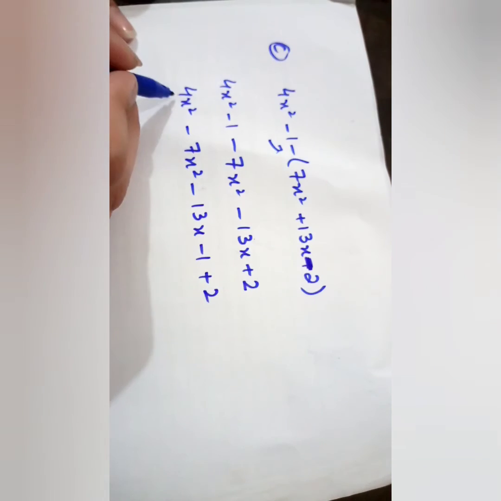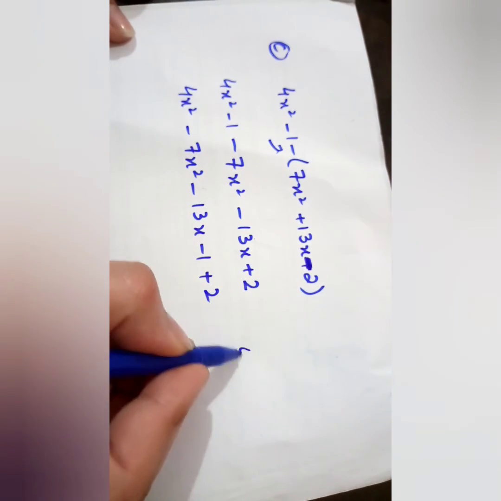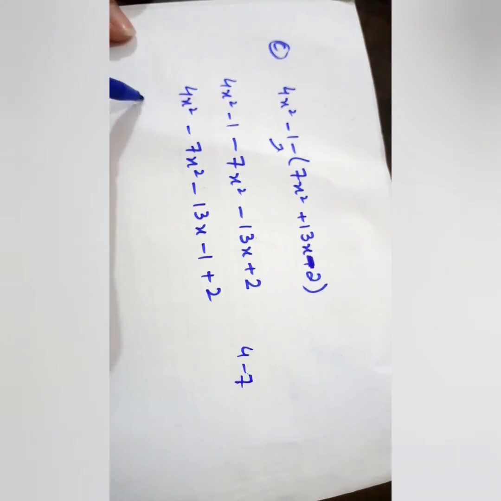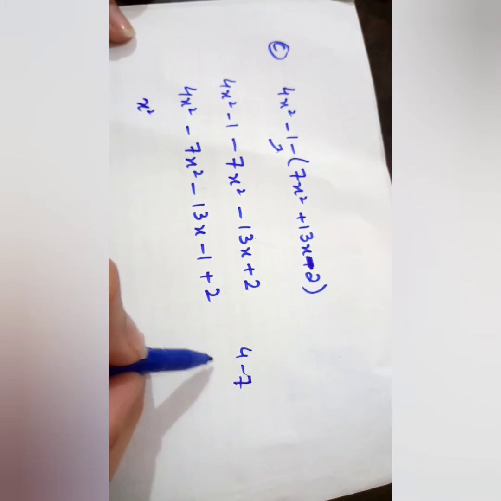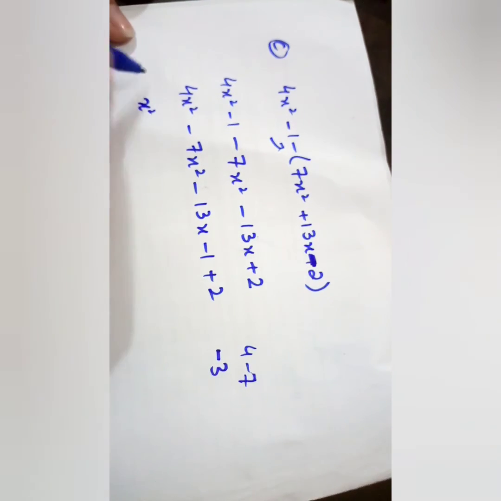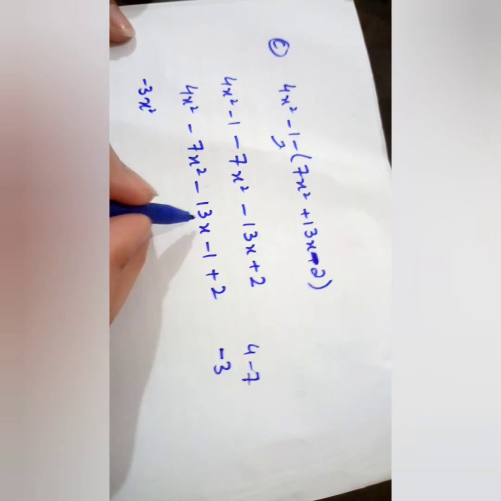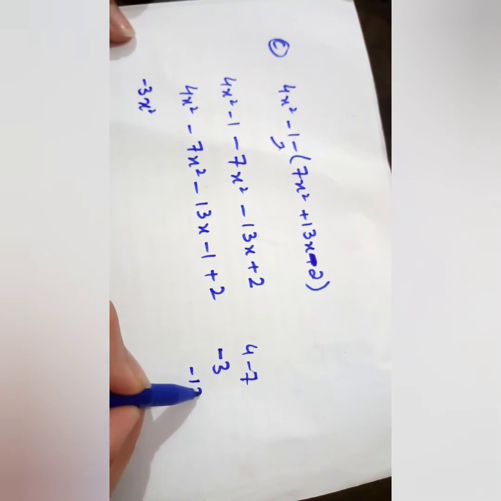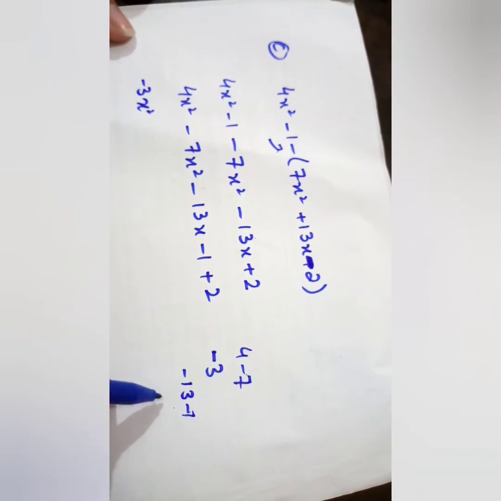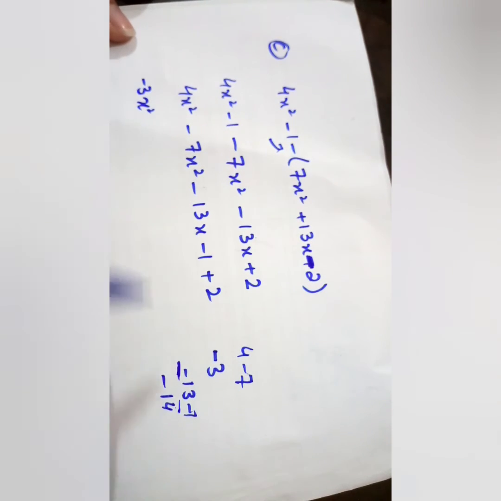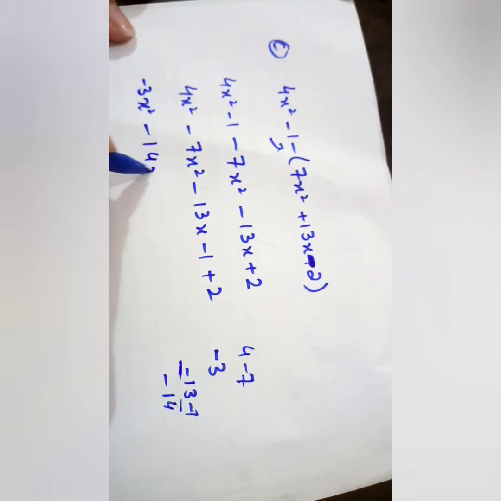Solve the terms. 4 minus 7, the coefficient of the variable x. 4 minus 7 will be equal to minus 3. Then minus 13 minus 1. Again 13 plus 1, 14. Why are we adding? Because both the signs are same. And the sign will remain the same. Minus 14x.